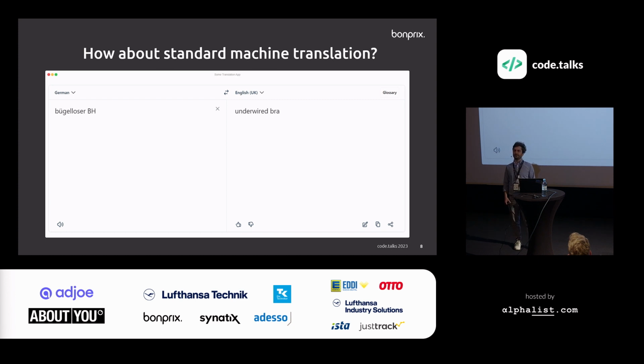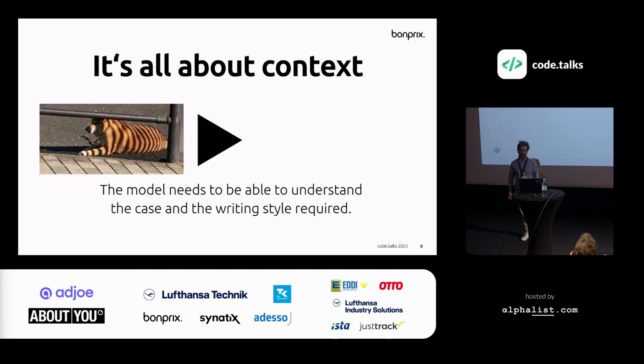But there are even more examples that are not just funny, but that would really lead to a wrong product. In this example, the bügellose BH in German was translated to underwired bra, and bügellos basically literally means that it shouldn't have a wire, so it was translated in a really wrong sense.